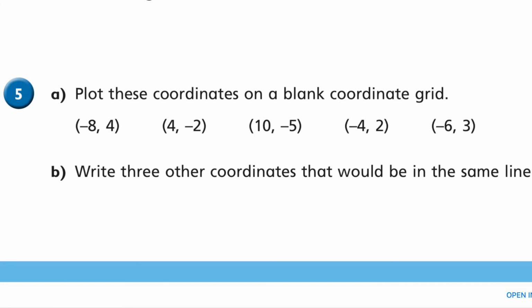Right, here is question number 5. This time, again, you're going to need to draw a blank coordinate grid. I suggest your y-axis, up and down, goes from positive 6 all the way down to minus 6 with the 0 in the middle. The x-axis should go from minus 10 to positive 10 along. You need to plot these coordinates on the blank grid, and then you're asked to write 3 other coordinates that would be in the same line because it's a straight line. So have a go at question number 5. Pause the video now and have a go.